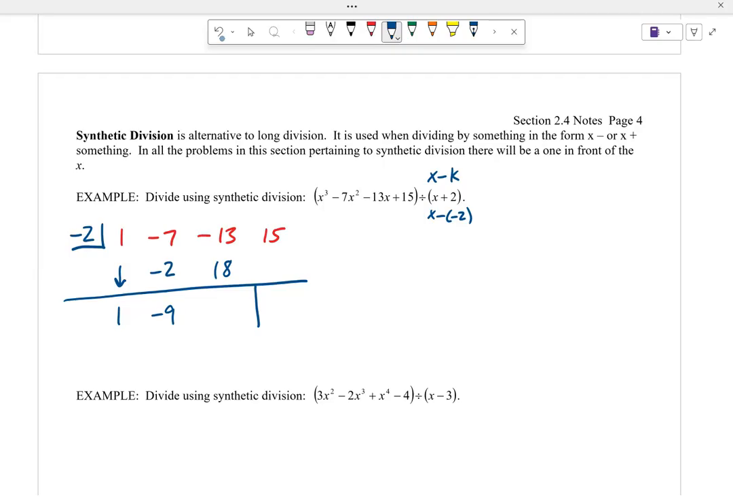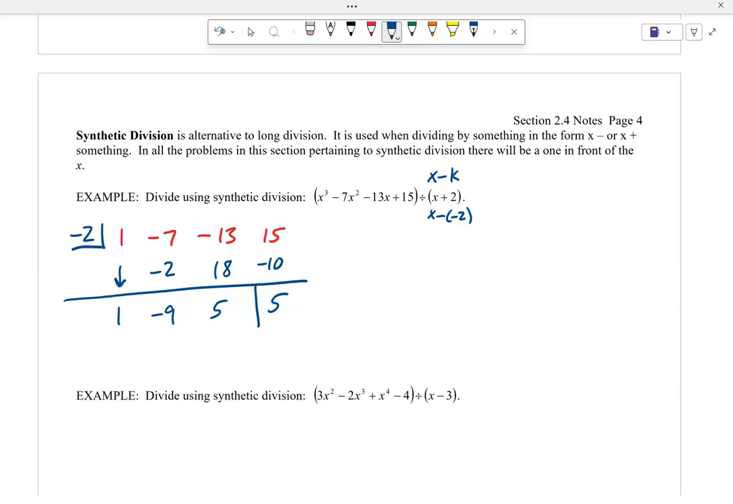Well, negative 13 plus 18 is 5. And then 5 times negative 2. So multiply it again by k. 5 times negative 2 is negative 10. And 15 minus 10 gives us 5.